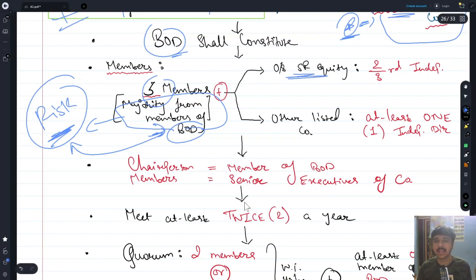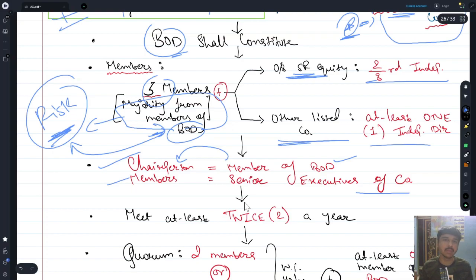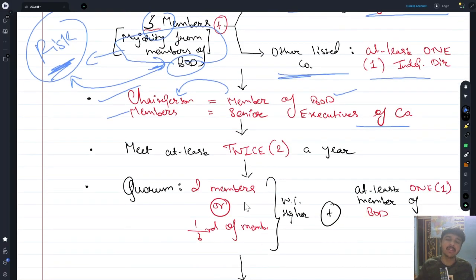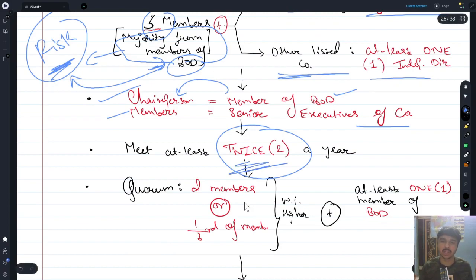So if you have SR equity outstanding, 2/3 should be independent. If you are other listed company, at least 1 should be independent. Chairman, he can be a member of the board of director. That is basically, I am telling that a member of the board of director can be a chairperson here, and senior executives of the company can be members of this Committee. They will meet at least twice a year. There's a change here. Everywhere we were seeing at least once. Here it is twice a year. So they will meet at least twice a year.